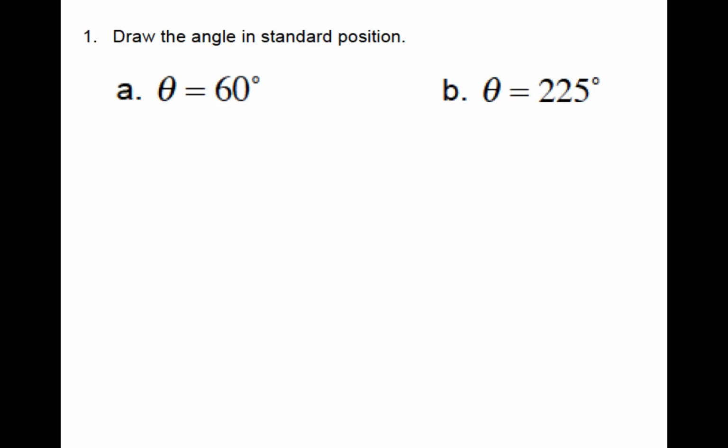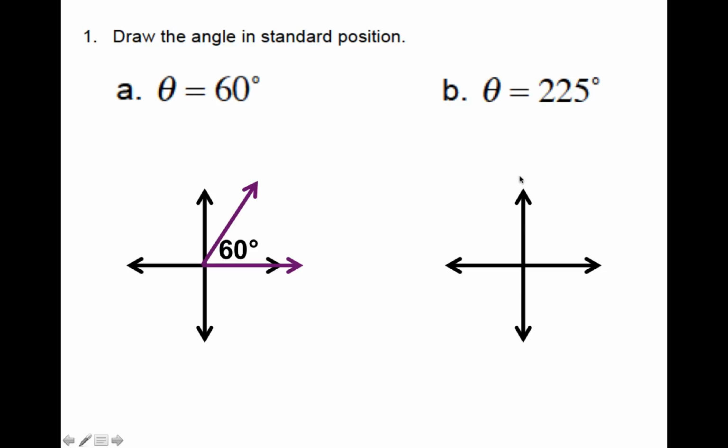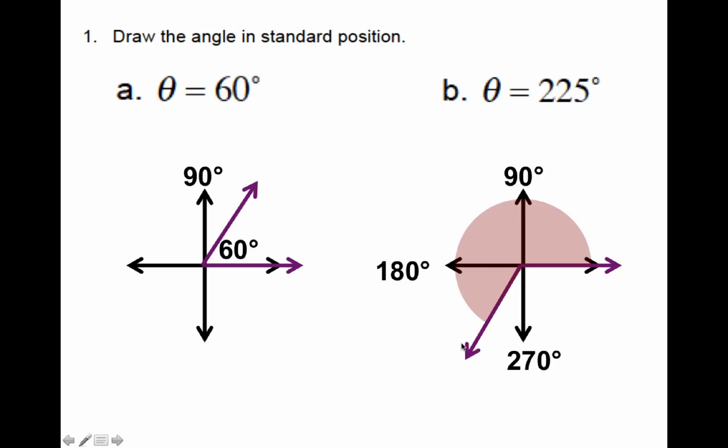So we're going to draw an angle in standard position. We need to draw our x and y axis. At 60 degrees, I know it's less than 90 degrees, so we're starting here at 0, and it should look something like that. For part B, draw an x and y axis. We're going 225 degrees, so we're starting here at 0. We've got 90, 180, 270. Notice 225 is between 180 and 270, so we're going to draw in our angle through here. Notice that's more than 180, less than 270.